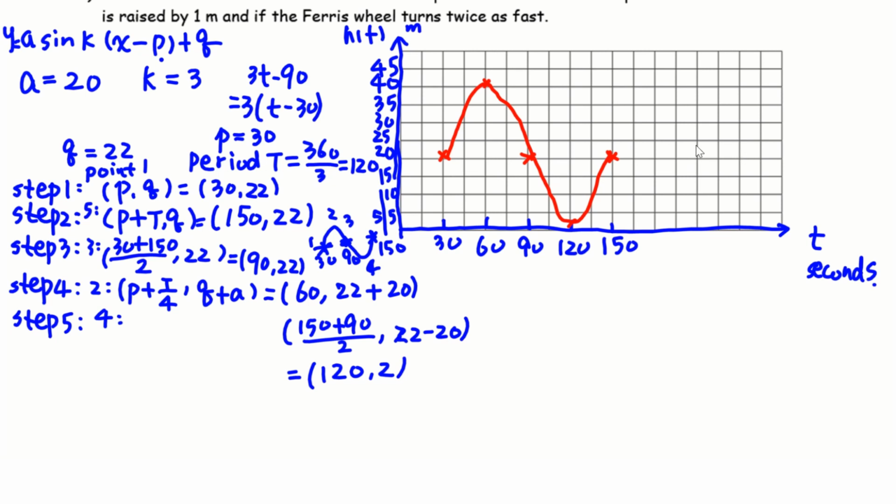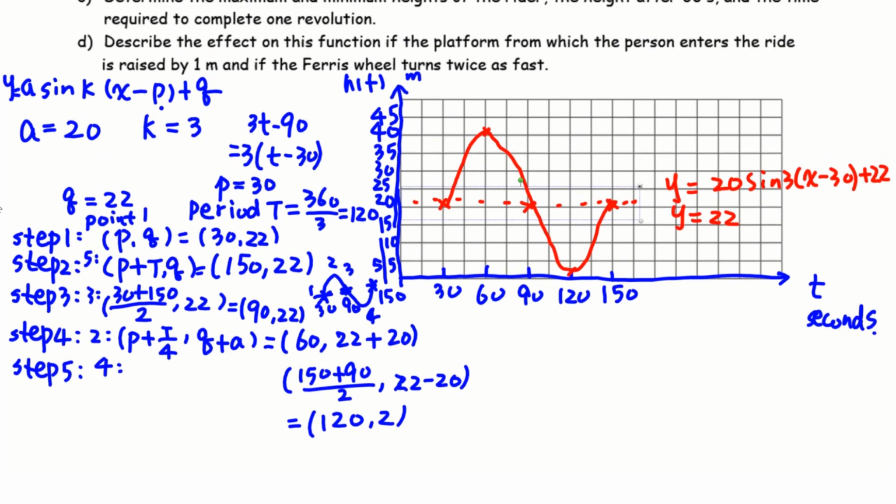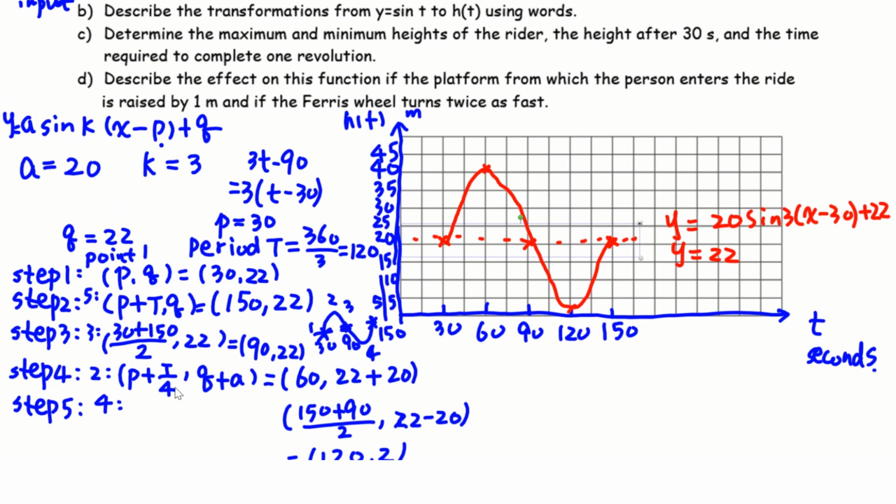So this is y equals 20 sine 3 bracket x minus 30 then plus 22. So 22 is your q value, that is your middle. So y equals 22, that is your midline, the axis of the curve. So this is a graph, and you could extend it.